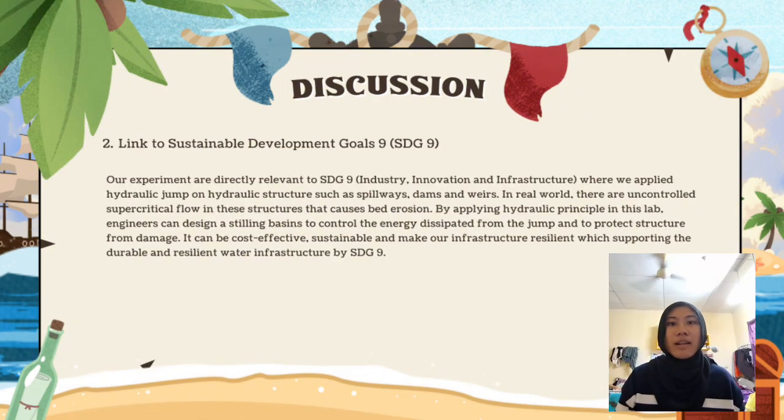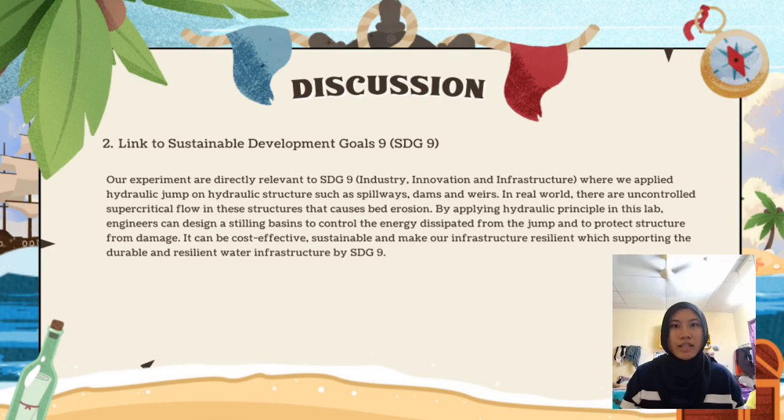Next, our experiment connects directly to SDG9. We apply the concept to structures like dams, spillways, and weirs. In the real world, uncontrolled supercritical flow in these structures can cause erosion and severe damage. By understanding this problem, engineers can design stilling basins to control and dissipate the massive jump's energy. This could reduce maintenance costs and make the structure resilient and sustainable, which supports SDG9.